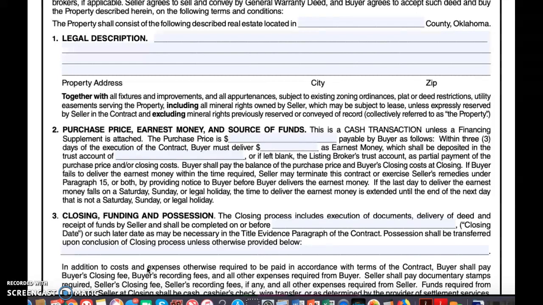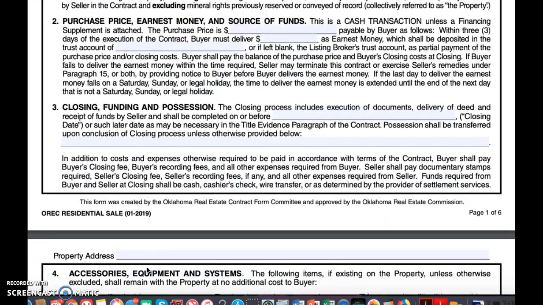If the buyer fails to deliver the earnest money within the time required, seller may terminate this contract or exercise seller's remedy under paragraph 15 or both by providing notice to buyer before buyer delivers the earnest money. If the last day to deliver the earnest money falls on a Saturday, Sunday, or legal holiday, the time to deliver the earnest money is extended until the next day that is not a Saturday, Sunday, or legal holiday. Paragraph 3. Closing, funding, and possession.